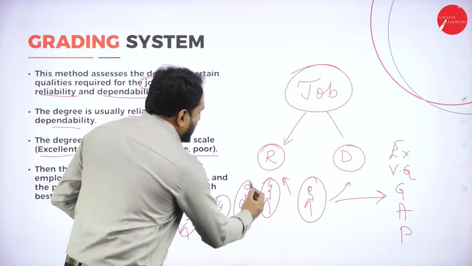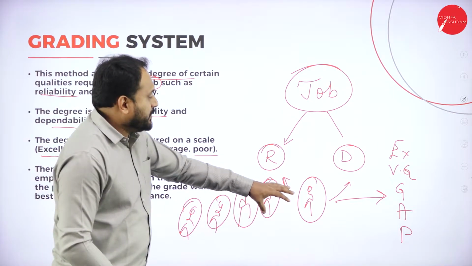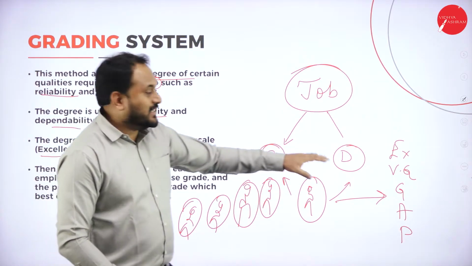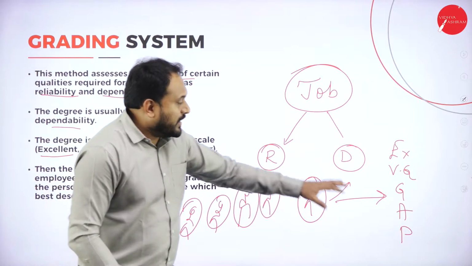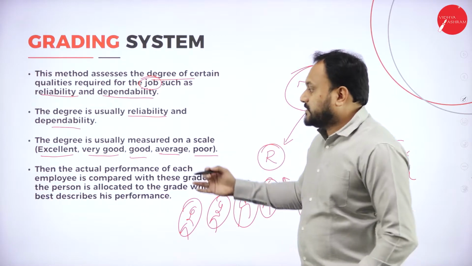1, 2, 3, 4, 5. Now all the 5, when they go with it, each and every person will be graded among excellent, very good, good, average, and they'll go with poor. So this is what the grading system says.